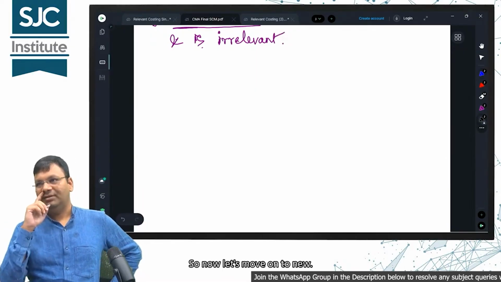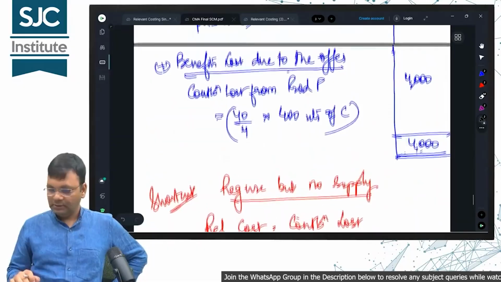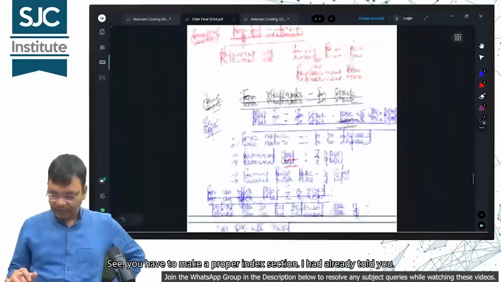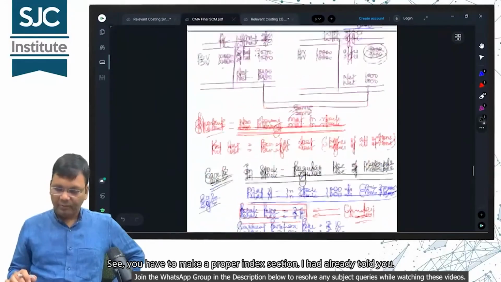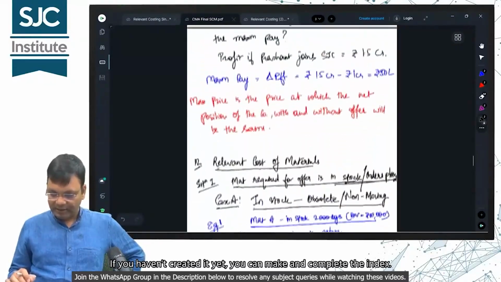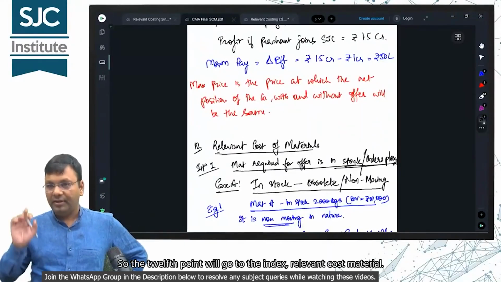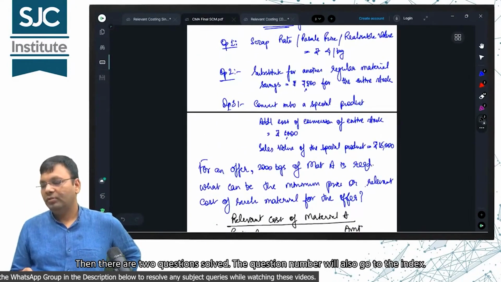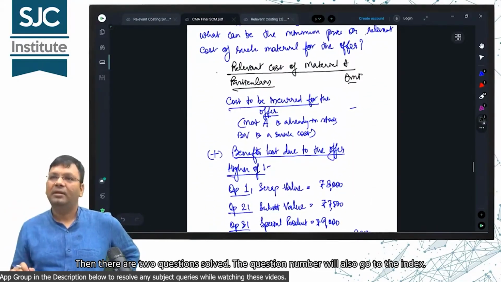So now let's move on to new notes. Up to what point number have we written notes earlier? See, you have to make a proper index section. I had already told you. If you haven't created it yet, you can make and complete the index. So the 12th point, relevant cost of material, will go to the index. Then there are two questions solved. The question number will also go to the index.